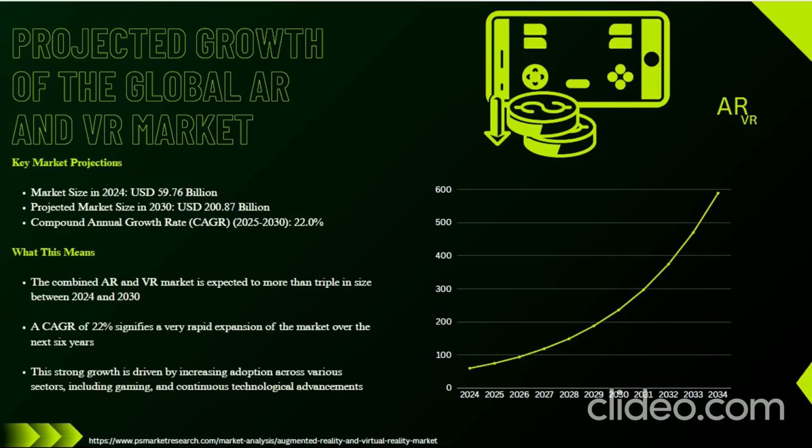Now, let's zoom out for a moment and look at where the AR and VR market as a whole is headed, because the numbers are pretty staggering. In 2024, the global AR and VR market was valued at $59.76 billion. By 2030, it's expected to reach over 200 billion, that's more than triple in just 6 years. The compound annual growth rate, or CAGR, is projected at 22%, which is incredibly fast for a tech sector.